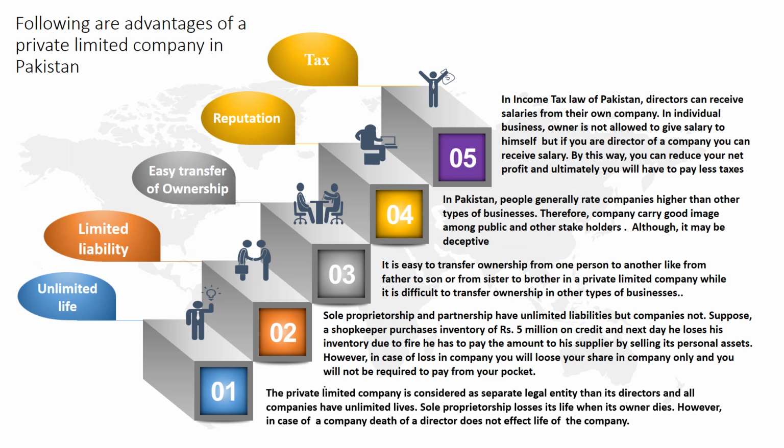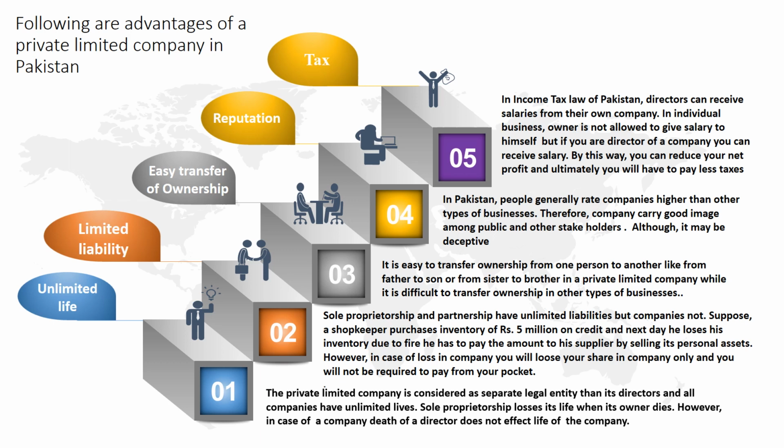It is easy to transfer ownership from one person to another, like from father to son or from sister to brother in a private limited company, while it is difficult to transfer ownership in other types of businesses. Sole proprietorship and partnership have unlimited liabilities but companies not. Suppose, a shopkeeper purchases inventory of 5 million rupees on credit and next day he loses his inventory due to fire. He has to pay the amount to his supplier by selling his personal assets. However, in case of loss in company you will lose your share in company only and you will not be required to pay from your pocket.